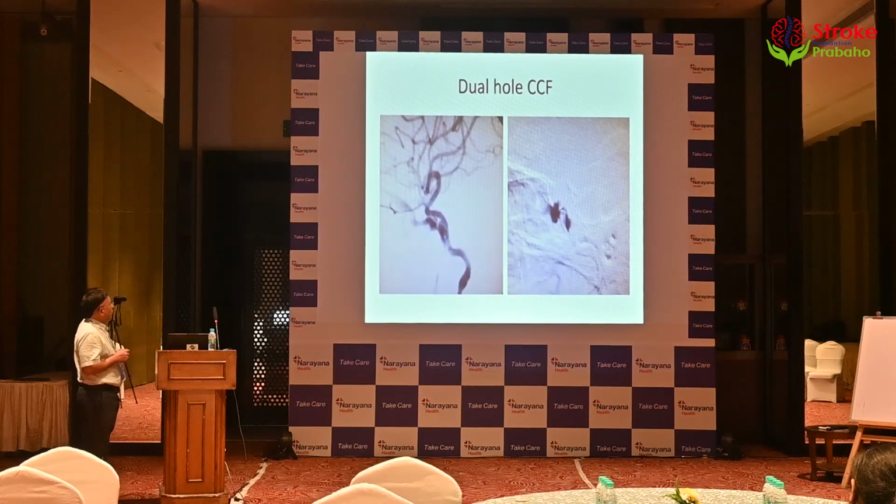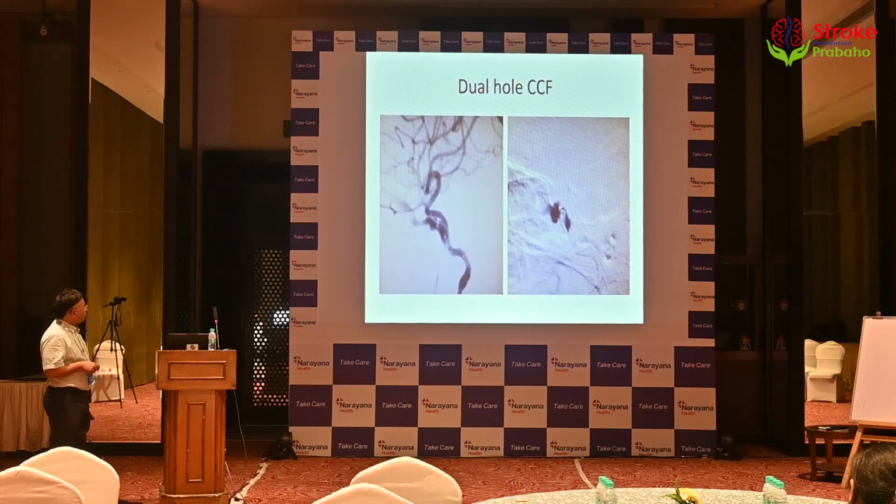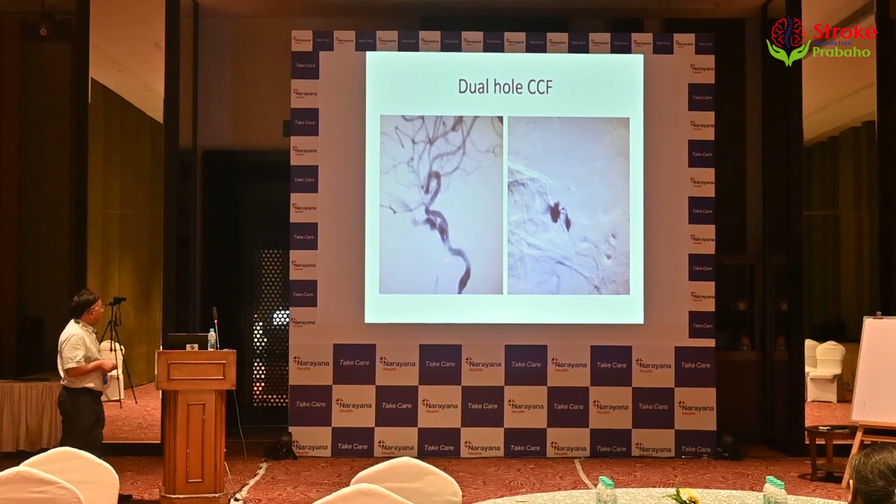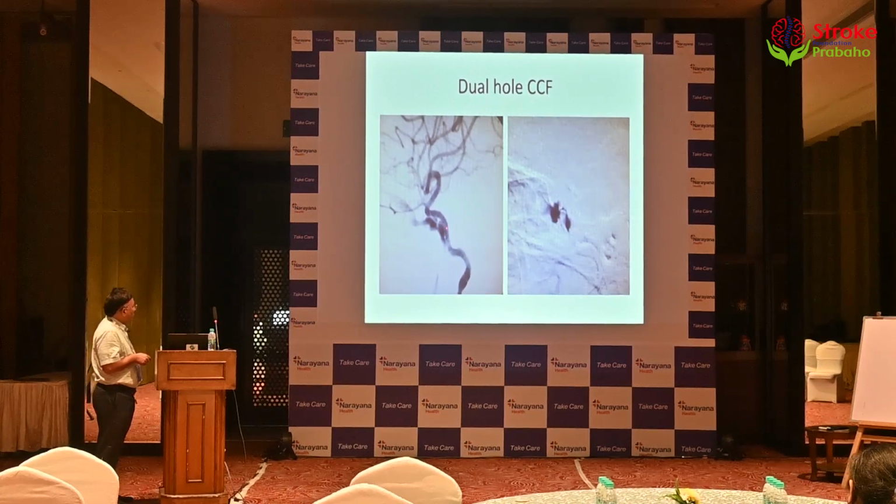And it was a dual hole CCF. So the fistula has two openings here. One hole was here and another hole was here. And both holes were interconnected. So both of these venous pouches were interconnected. We can negotiate our microcatheter here and we can negotiate our microcatheter here also. But first we went through this hole.